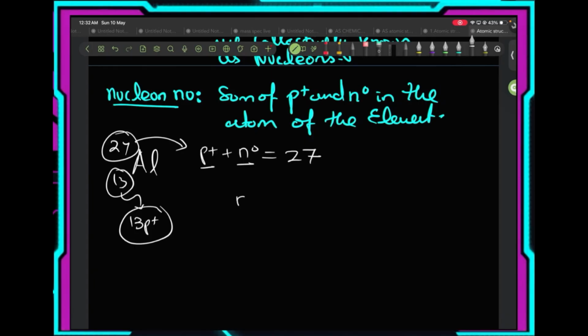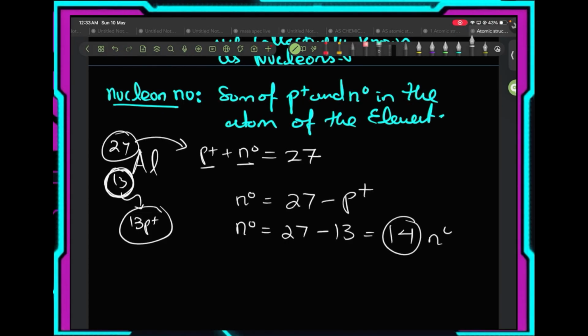So can I find neutrons from here if I subtract the number of protons from the nucleon number? I can, right? So the number of neutrons would be 27 minus the proton number. That's why we subtract the small number from the bigger number, because the bigger number represents the sum of protons and neutrons. If you subtract the number of protons from it, you'll be left with the number of neutrons. So if I subtract 13, I'm left with 14, which is the number of neutrons in the atom.